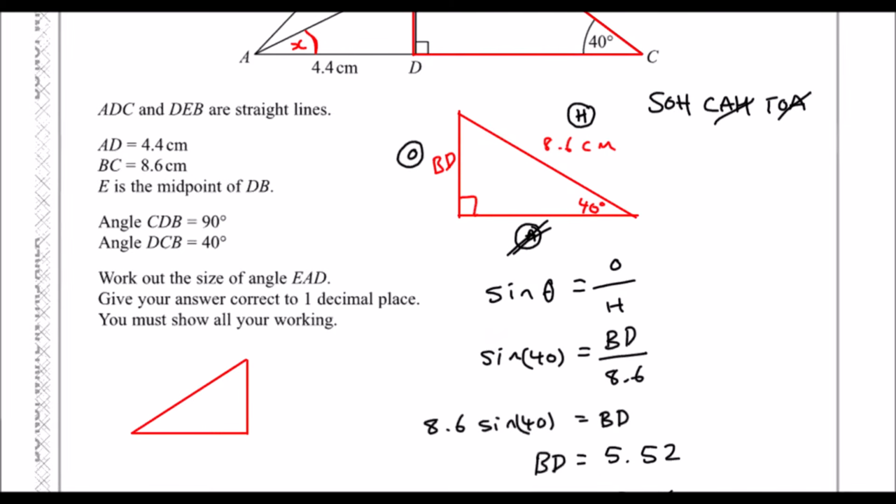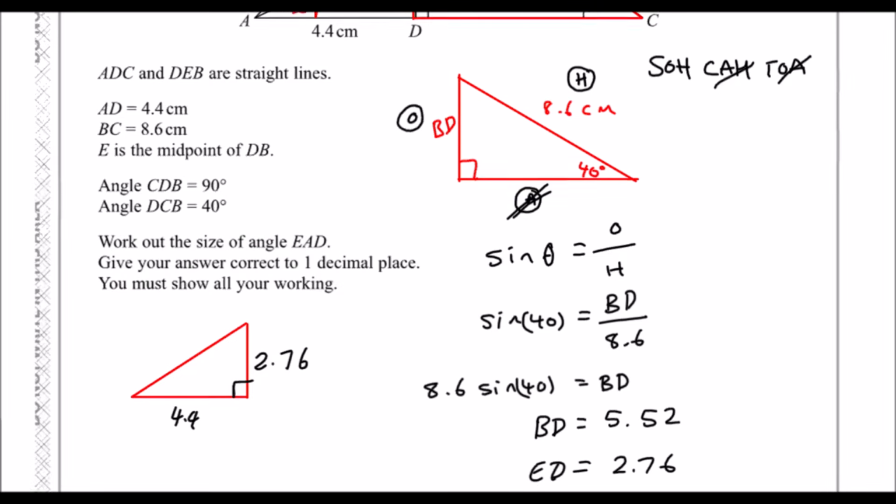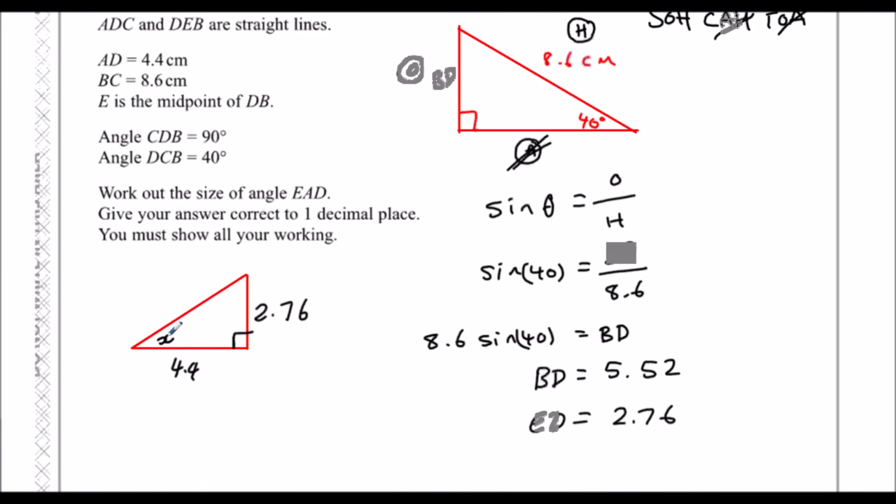So we've got 4.4. Our right angles here. ED is 2.76, the number in the calculator, and I'll leave it in the calculator. And our angle X is down here. So again, SOHCAHTOA, this time we don't have the hypotenuse. We've got the opposite and the adjacent. So from SOHCAHTOA, this time we're using tan.